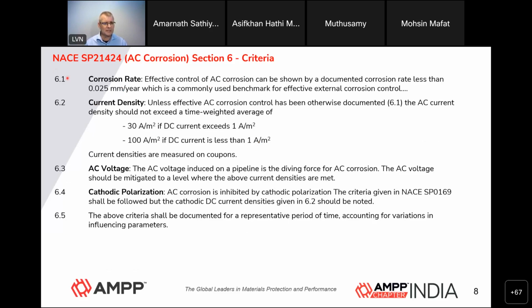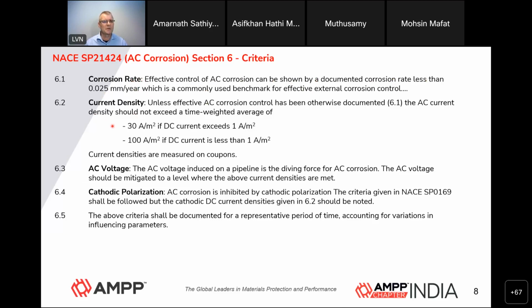And 6.1 is based on corrosion rate. Effective control of AC corrosion can be shown by a documented corrosion rate of less than 1 mil per year, which is a commonly used benchmark for effective external corrosion control.